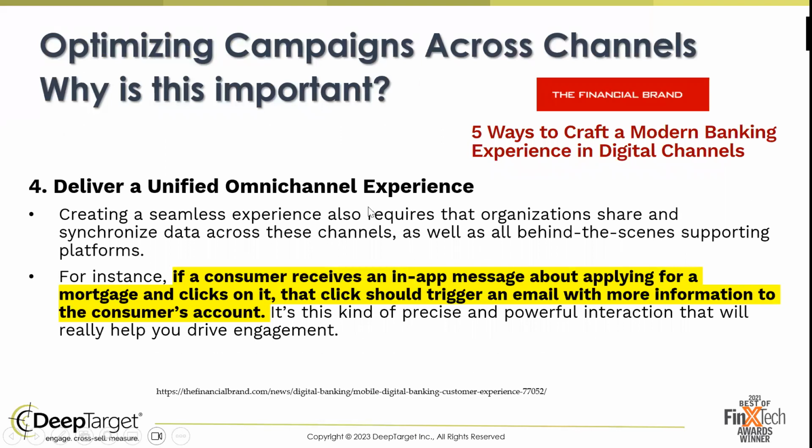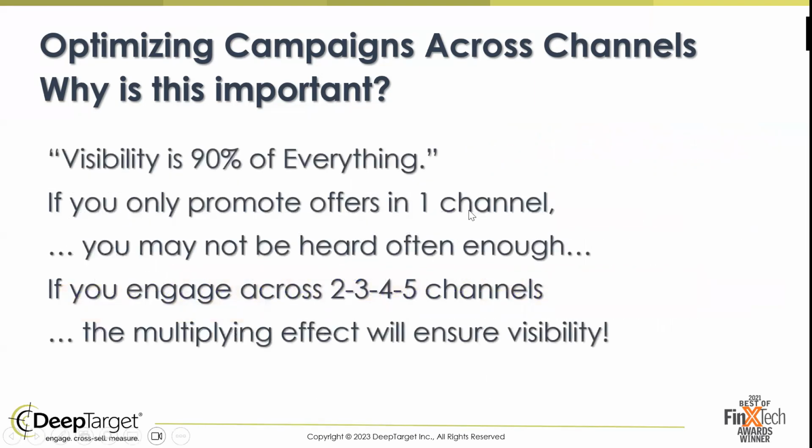Make sure you optimize across channels. And this is a great article that we have sourced down here at the bottom. Make sure that once they click, you trigger an email for more information off to that individual. That's an automated capability inside of DeepTarget. If you guys need to know how that works, we'll show you. It's very simple. Okay. And then if you optimize across channels, this is my quote. You guys can use it anywhere you want to. Visibility is 90% of everything.